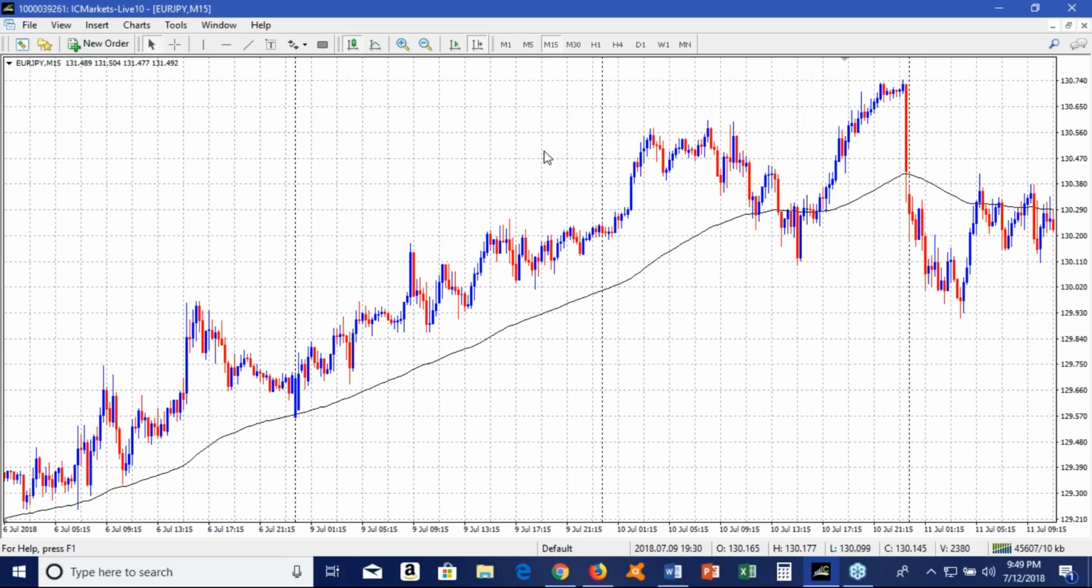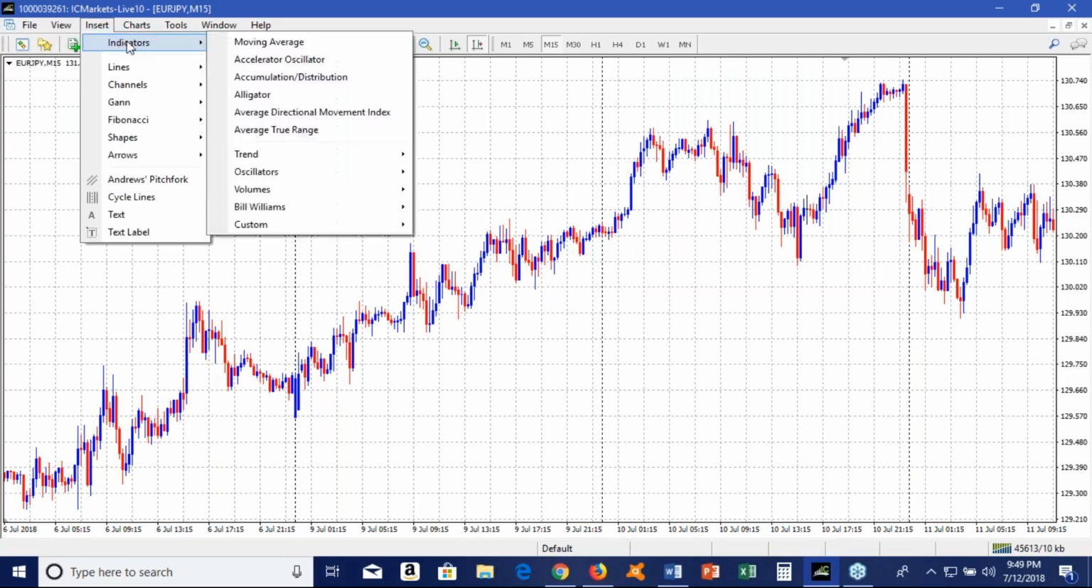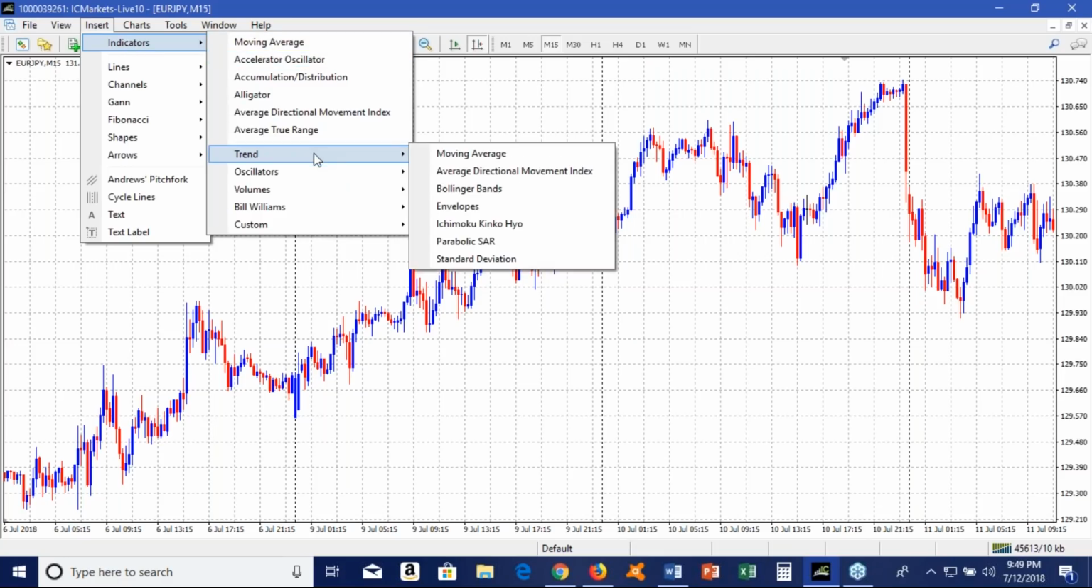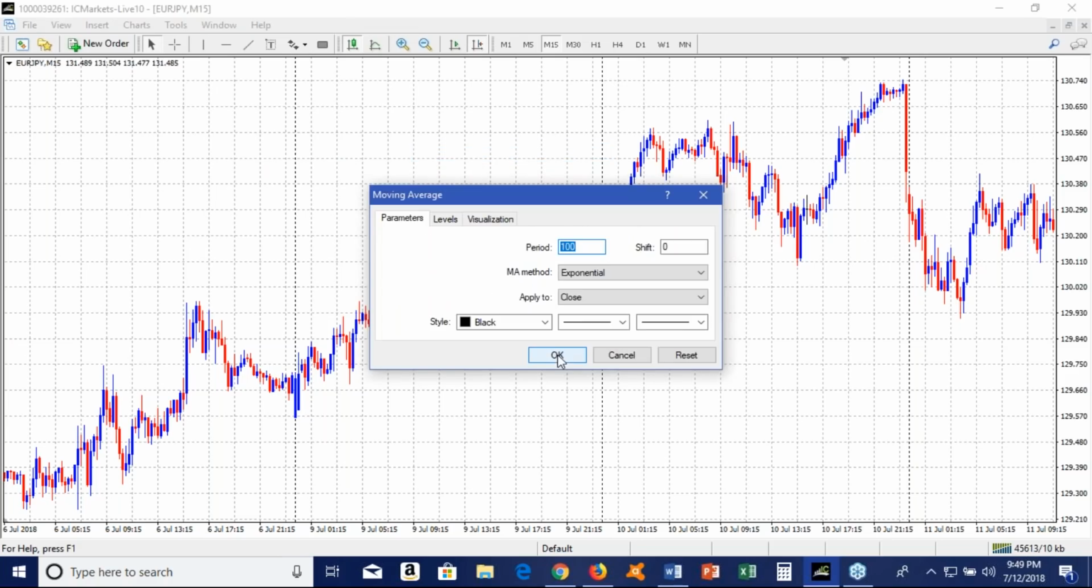Do you want to just show? All right, I'm going to do that quickly. So this is your chart. This is on the computer. Obviously, it's a little different on your phone, but you come up here. You go to Insert, Indicators. You will see Moving Average. If you don't see it here, you can go to Trend, Moving Average.